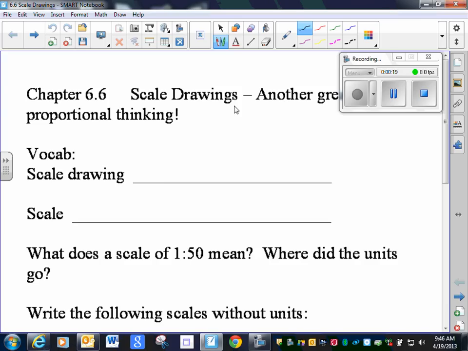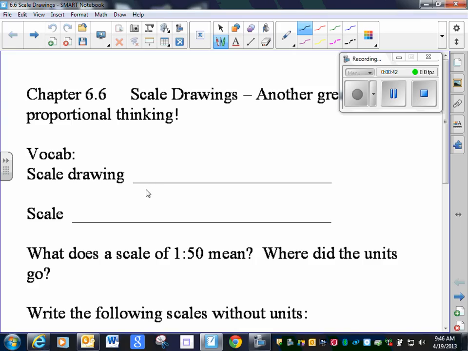Scale drawings, most all of you have seen a scale drawing, maybe the blueprint of your house plans, the house where you live. Certainly you've seen model airplanes, model boats, model cars. These are all examples of proportional thinking. So scale drawings and scale models is just another great way to use proportions.